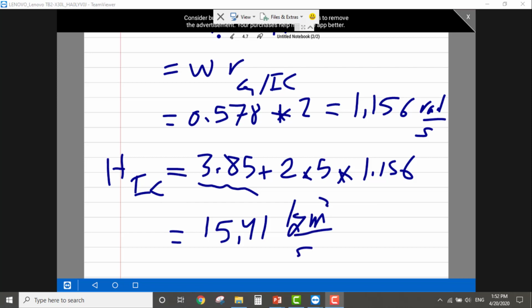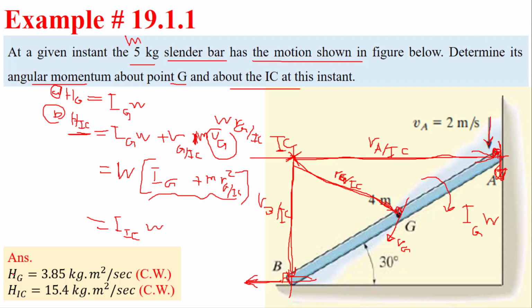Okay, let's check the slides. So here in the slide, this is Hg, which is correct, kilogram meter squared per second, and HIC equal 15.4 kilogram meter squared per second. And here is very important the direction of angular momentum. We said earlier that the direction is in the same sense of angular velocity, okay, which is clockwise.